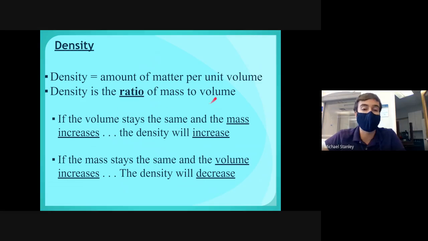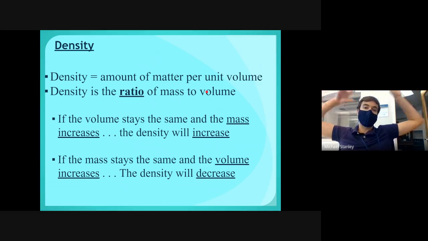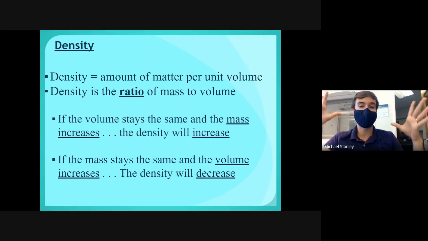All right, so it's all about comparing this mass to volume. If the volume stays the same, if the mass goes up, the density will go up. If the mass goes down, the density will go down, right? If you take some trash out of your trash can, then you're going to decrease the density of that trash. And then like we were just saying, if the mass stays the same, if you have the same amount of stuff, if the volume goes up, if you spread it out, now it's less compact and you have less density.